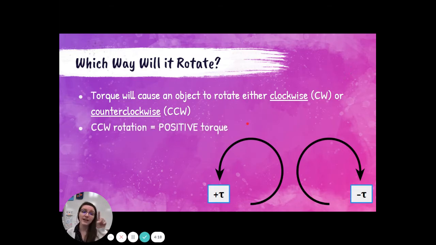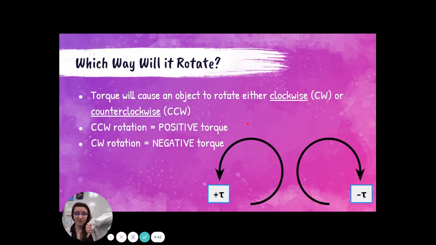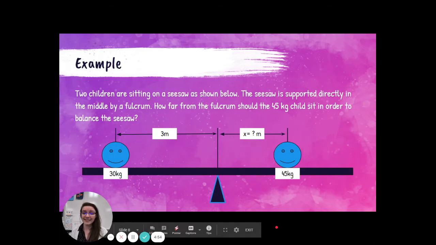And counterclockwise is a positive torque, which means clockwise, going in the same direction as the hour hands on a clock, is a negative torque. You can think about this using an unofficial right hand rule. If I hold my right hand out, it feels more natural to curl my fingers counterclockwise, so that is positive. If I have to turn my fingers clockwise, then my hand is upside down, or maybe I'm just at an awkward angle. It's unnatural, so that is negative. So counterclockwise is positive. So let's look at an example question.